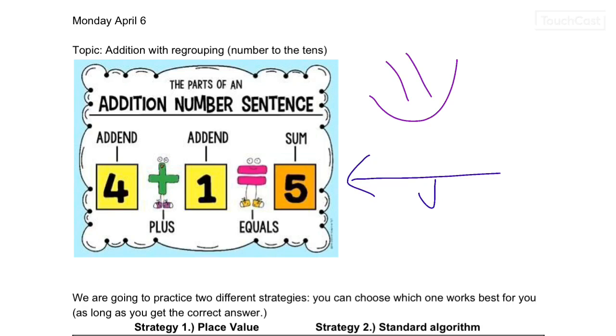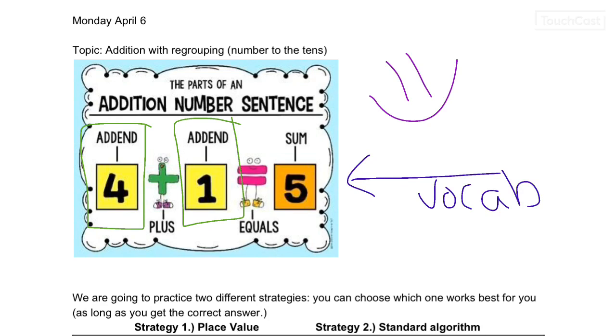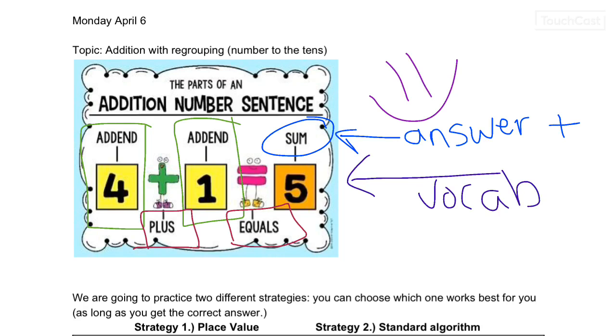This is our vocabulary. You might hear me say some of these words. These are parts of an addition number sentence. The numbers that are added together are called addends. The signs we're going to be using are plus and equals, which you should be familiar with. And then the most important one to me is the answer to an addition problem is called the sum. So you're going to hear me definitely saying this. This is the answer just to an addition problem. And we're going to be using this vocabulary throughout the week.